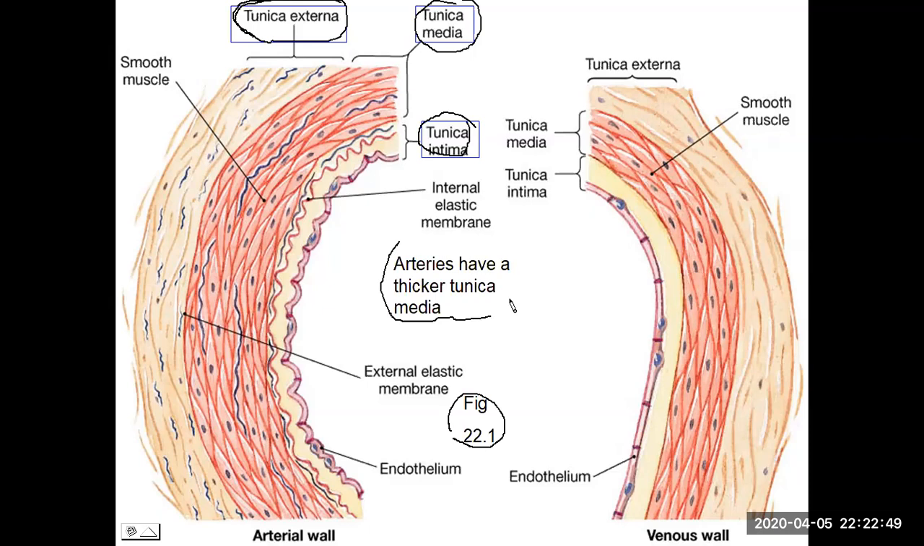Arteries have a thicker tunic layer, especially that middle tunica media with a large amount of smooth muscle. And another trait unique to arteries is the amount of elasticity, the concentration of elastic fibers that we see in the arteries, but not, of course, in the veins.